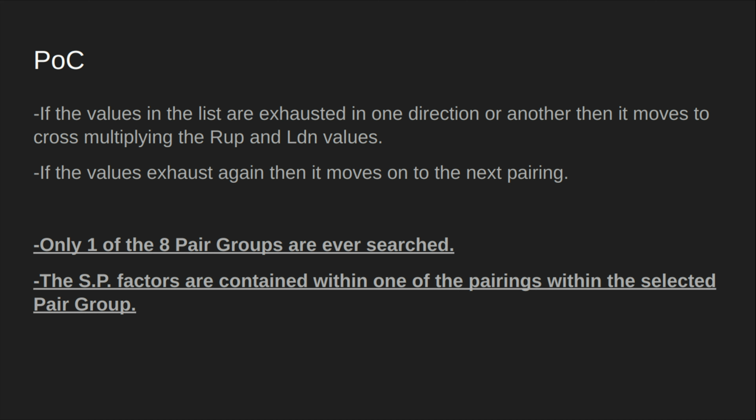The proof of concept is designed to explicitly show that only one of the 8 pair groups is ever searched, all of the other 7 are completely skipped, and the semi-prime factors are contained within one of the pairings within the selected pair group.